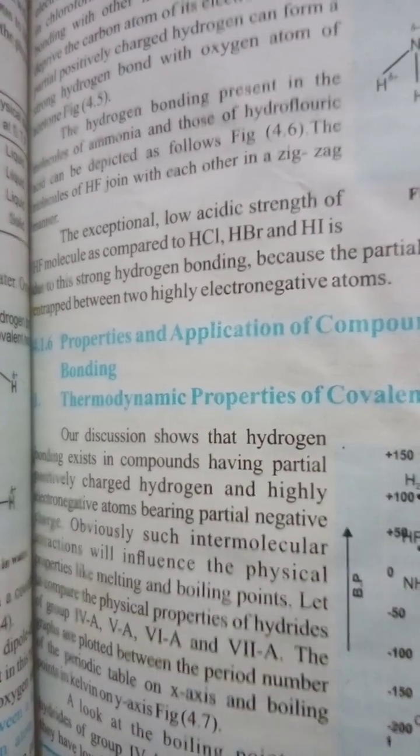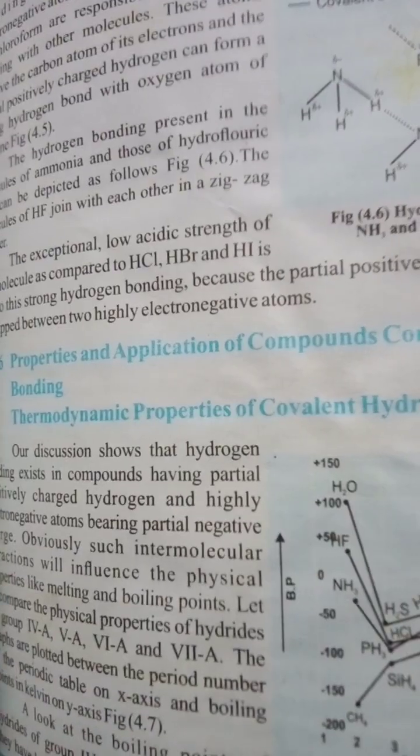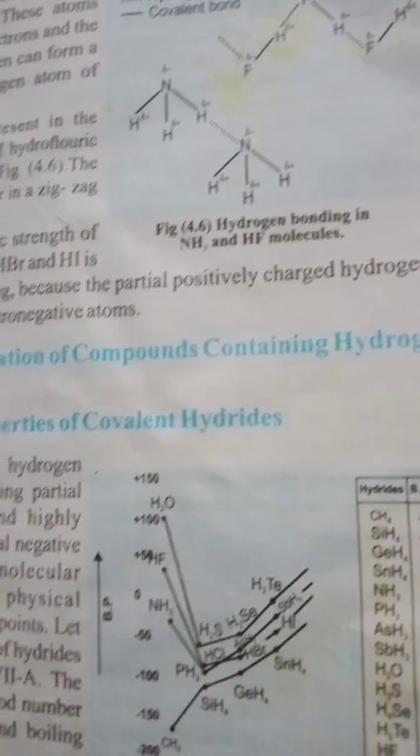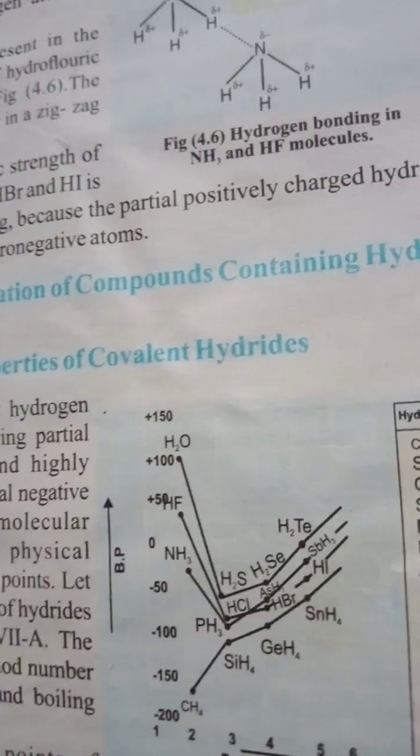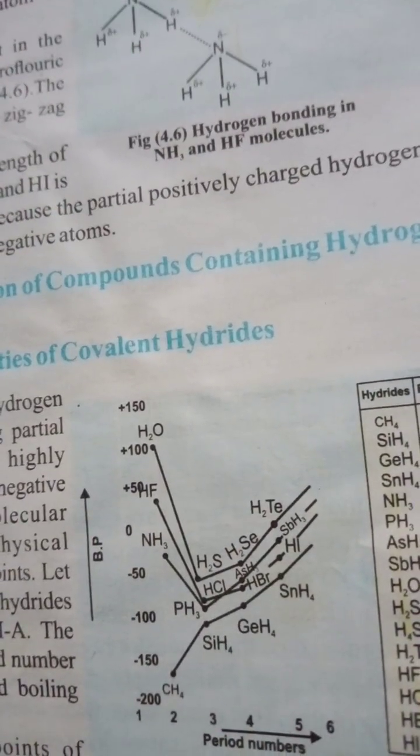Today is the second lecture of hydrogen bonding, in which we are studying the applications of hydrogen bonding. The first application is the thermodynamic property of covalent hydrides. Here is a graph plotted between the boiling point and the period numbers.